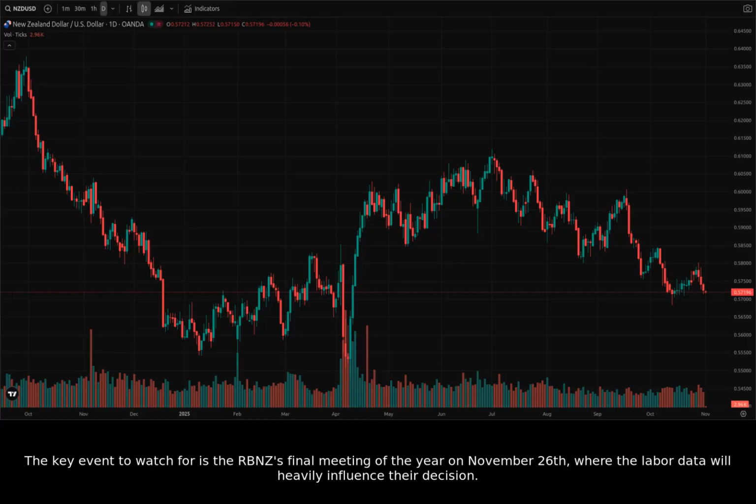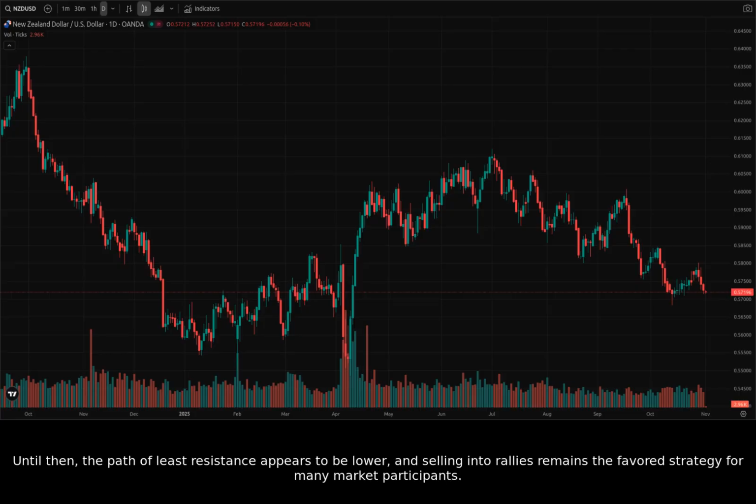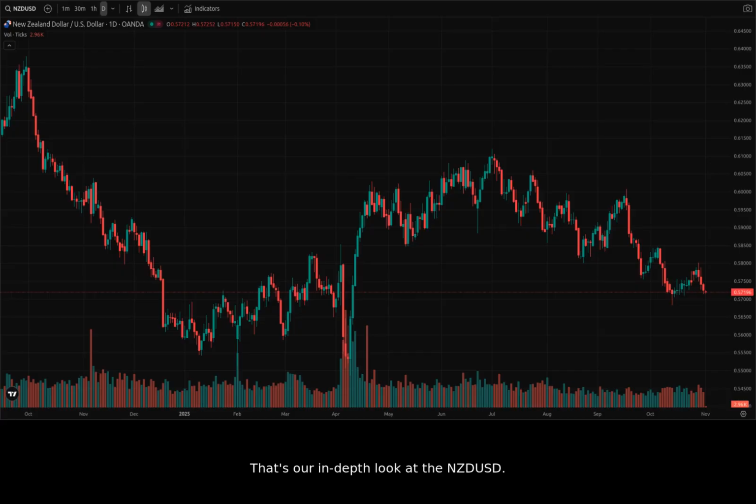The key event to watch for is the RBNZ's final meeting of the year on November 26th, where the labor data will heavily influence their decision. Until then, the path of least resistance appears to be lower, and selling into rallies remains the favored strategy for many market participants. That's our in-depth look at the NZDUSD.